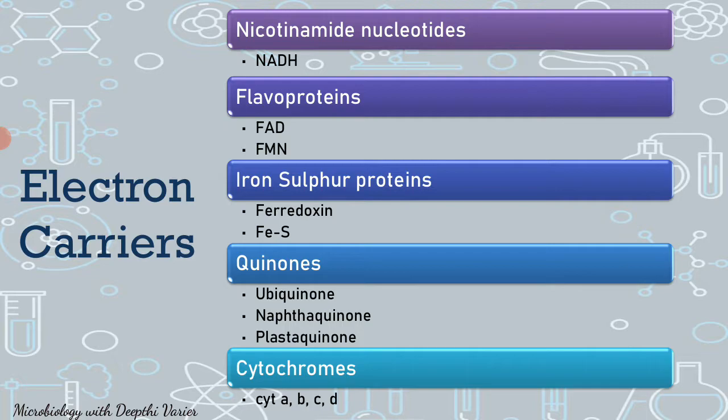The fourth type of carriers are the quinones. Quinones are compounds or moieties which are made up of isoprenoid units. There are different types of quinone based on which cell we are talking about.